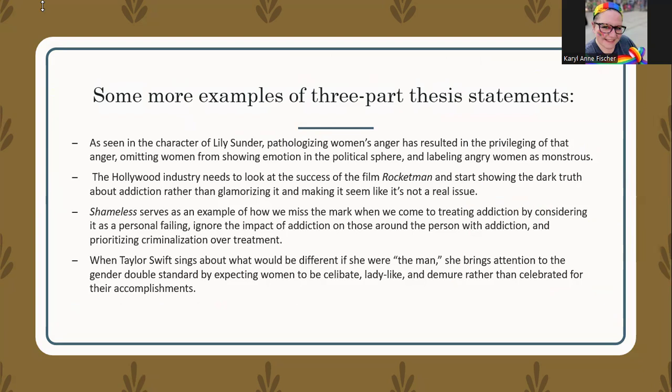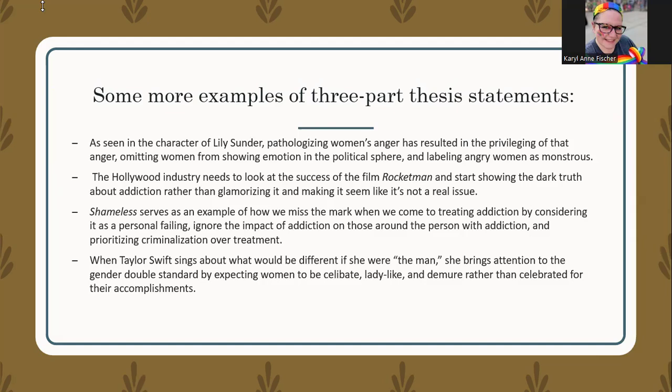The Hollywood industry needs to look at the success of the film Rocketman and start showing the dark truth about addiction rather than glamorizing it, making it seem like it's not a real issue. For this one, my student has combined the position with their first point. The first subtopic is that Rocketman was a success, which connects with the thesis that we need to show the dark truth of addiction. Well, that's the second part. So that's the position: rather than glamorizing it, or making it seem like it's not a real issue. So those are the three subtopics. Rocketman was successful, the glamorization of addiction in Hollywood, and also then pretending like it's not a real issue in Hollywood.